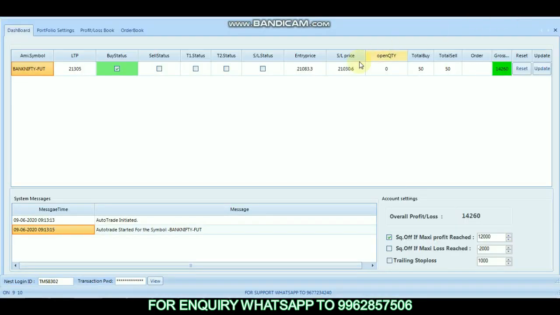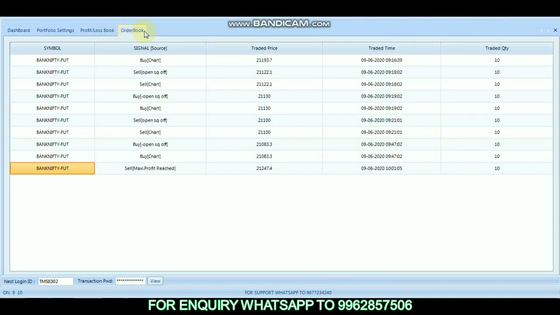So our position is squared off. So you can see here. So our overall profit is 14,260. This is the order book. So first we have bought at 2,193.7. Then we squared off at 2,122.1.